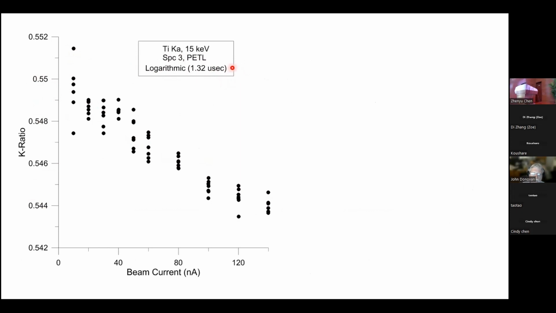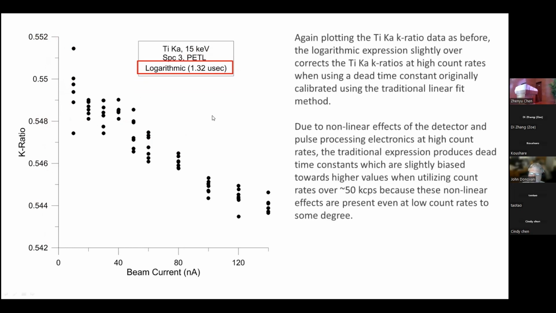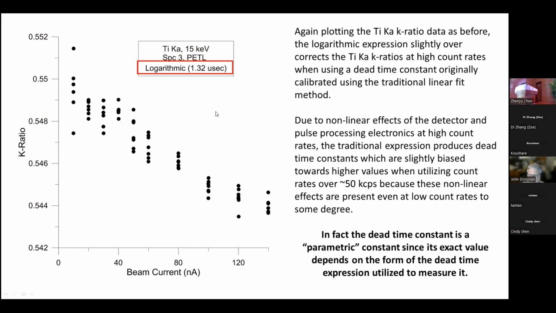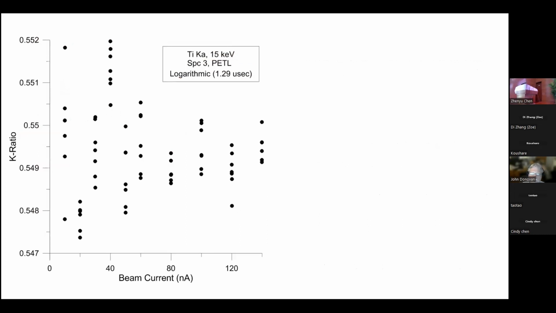They just weren't noticeable because we have here a very sensitive measurement, because the y-axis can be expanded indefinitely to give us better sensitivity. So what we need to do is adjust this dead time using the logarithmic expression. And what we'll see if we do this, because the dead time is actually a parametric constant, is another way of putting it, and it depends on the expression you're using to fit it. And here's what we get when we adjust it to 1.29. So we decreased the dead time constant by 0.03 microseconds. So a tiny adjustment.